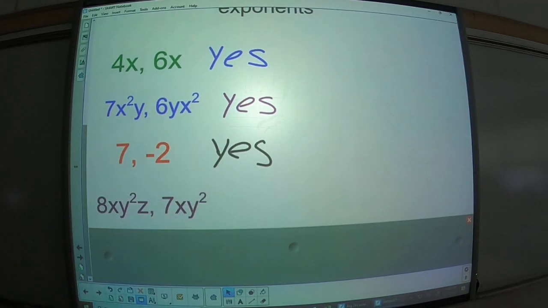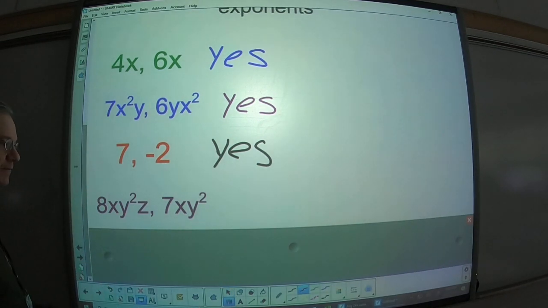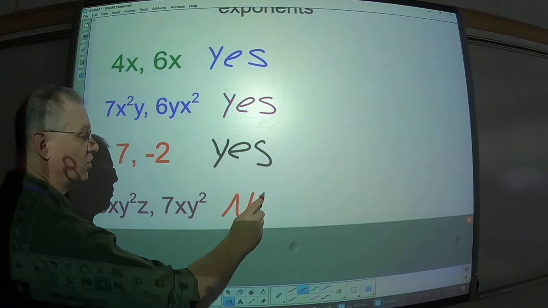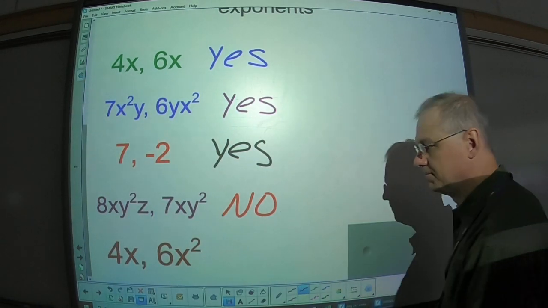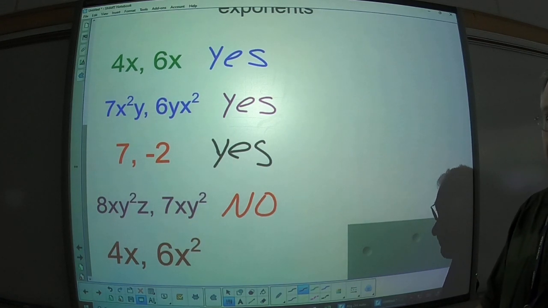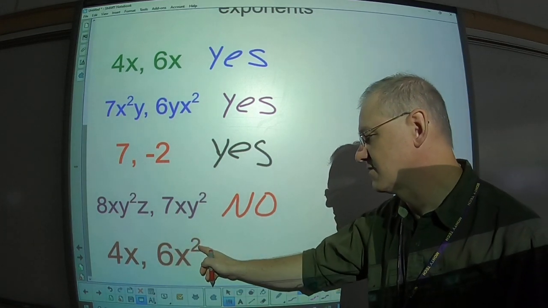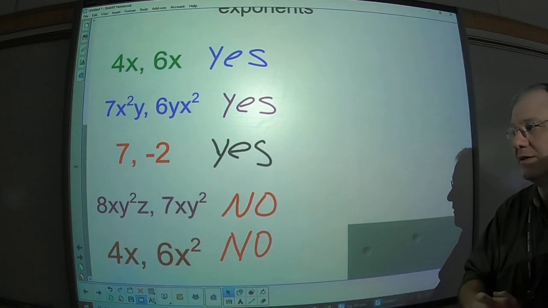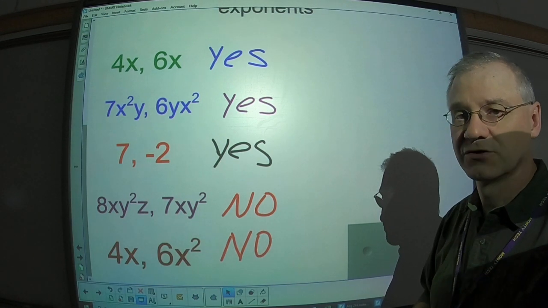And how about this one? In this one, when you look carefully, x has the same exponent, y has the same exponent, z's here, but it's not here, so that's a no. They have to have the same variables with matching exponents for those variables. Finally, this one. Well, they both have the same variable, but x is not the same exponent for both of them. This one, x has a 2 and a 1, so that's a no. You can only combine like terms with addition or subtraction. You can't combine them if they're not like terms.